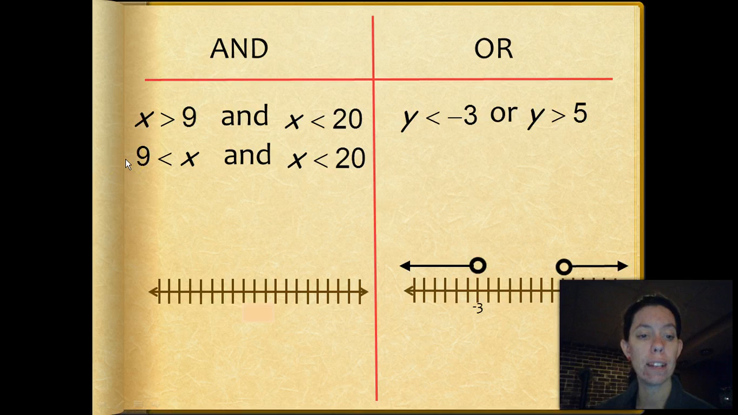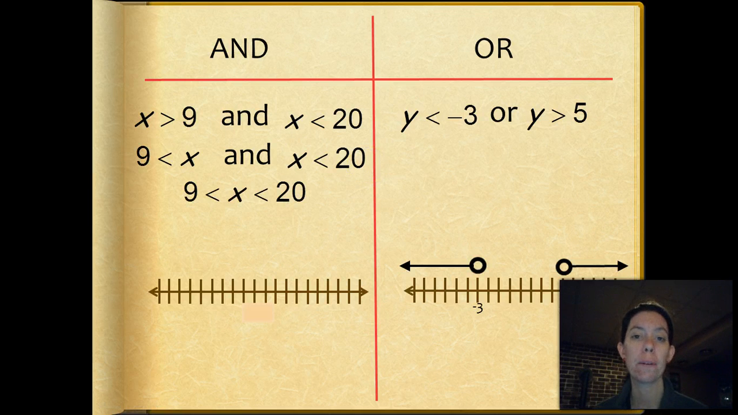So it would be rewritten like this. And then since the x's are together, we could rewrite this using just one x. So we would write 9 is less than x is less than 20. And it would look like this. 9 is less than x is less than 20. Or another way to say that is x is between 9 and 20.